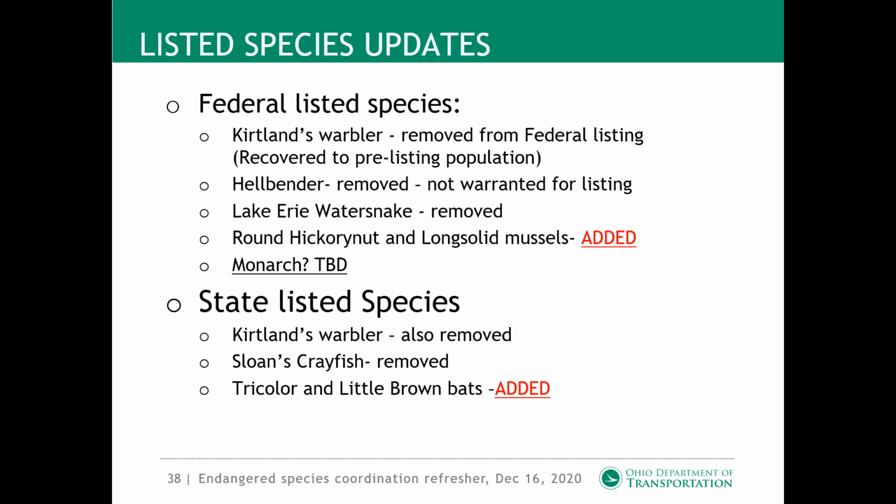Here are some federally listed species updates. The Kirtland's warbler was removed from the federal list and the state list. The hellbender and Lake Erie water snake are both removed from the federal listed species, but the round hickorynut and the longsolid were added. These are mussels, so they increase the number of group 2 and 4 streams within the state of Ohio. Again, as Megan stated, those surveys take longer and require more of an effort. So if you're going to impact one of those rivers, we need to keep that in mind.